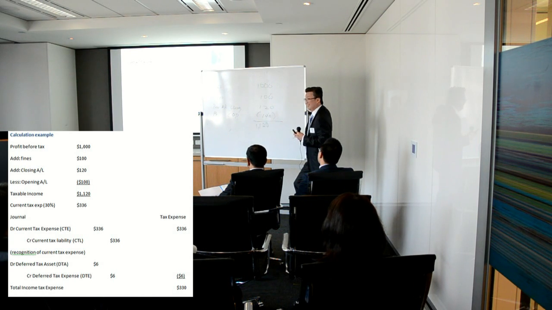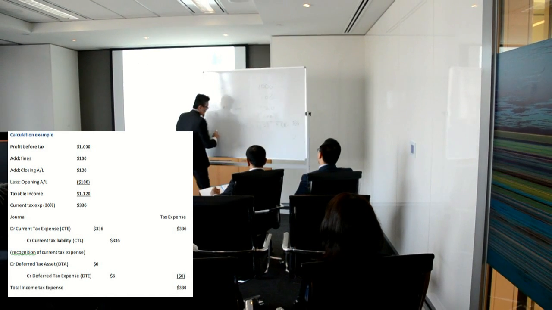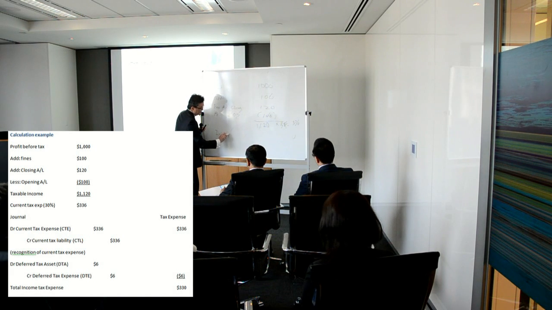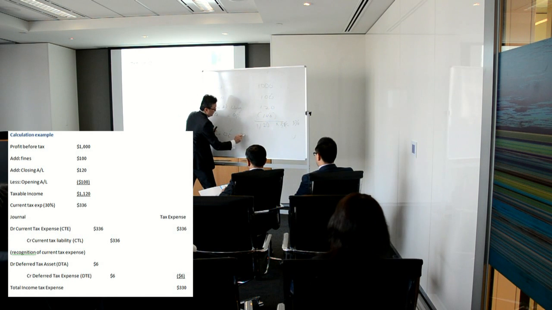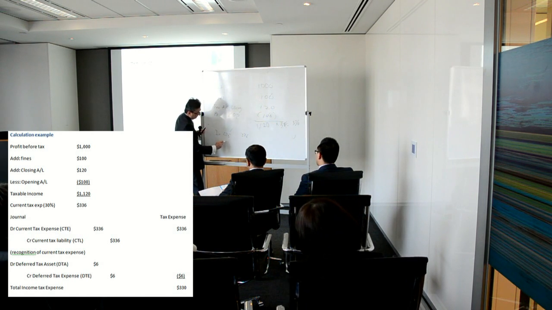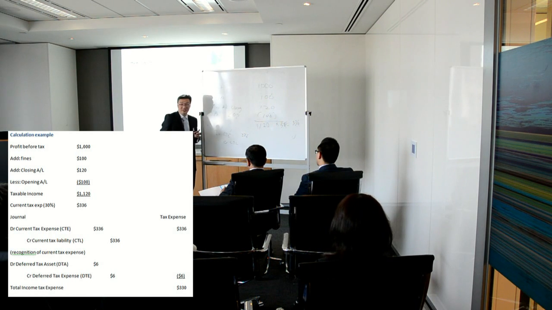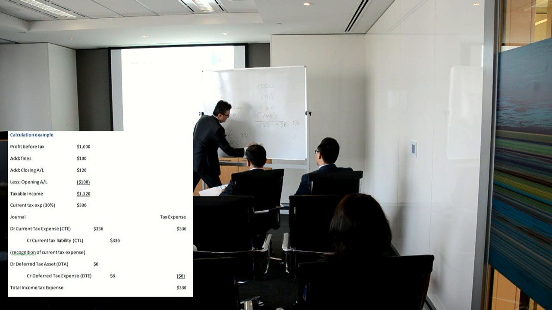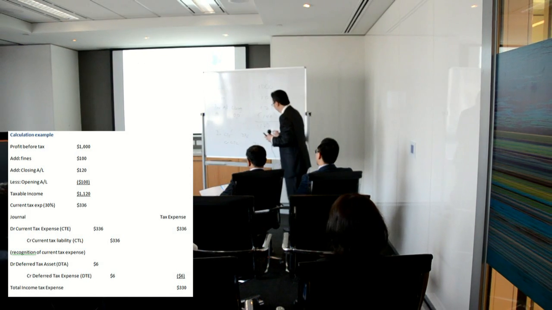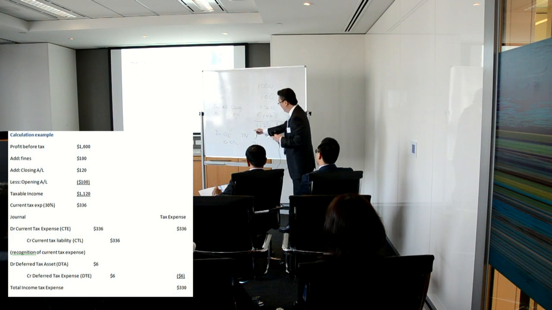Now, current tax expense. What is it? It's 30% by taxable income. Yeah. So 30% of that gives us 336. So the first journal entry is to debit current tax expense of 336, credit current tax liability or your provision for income tax of 336. So this is a debit, so it's a positive amount, 336.